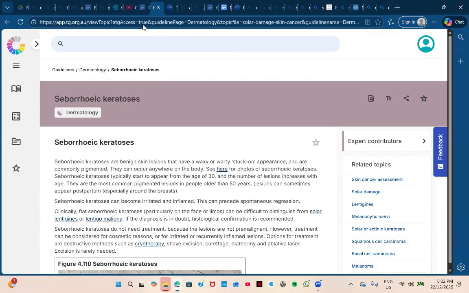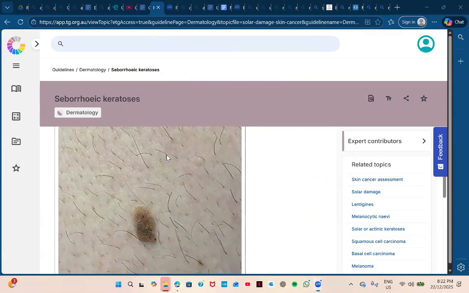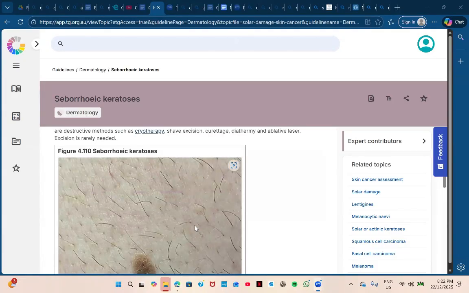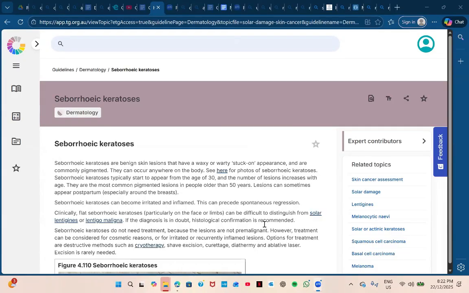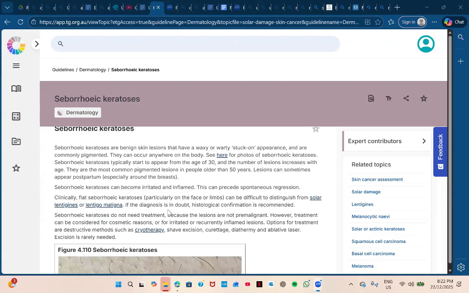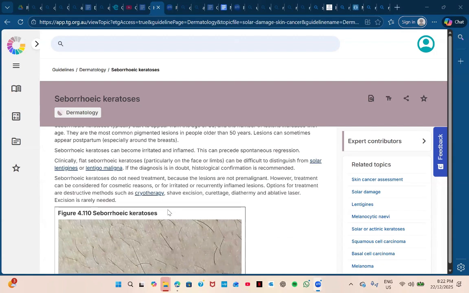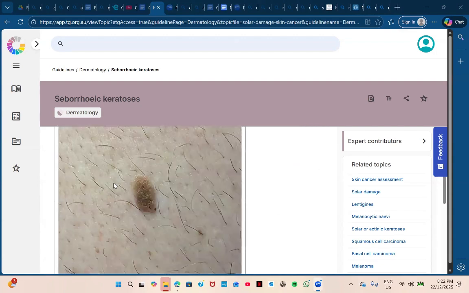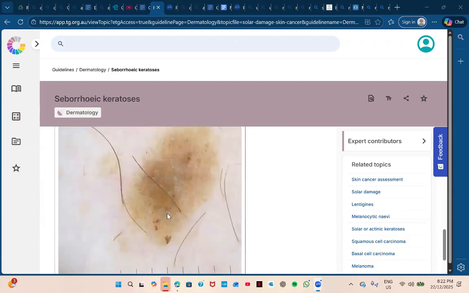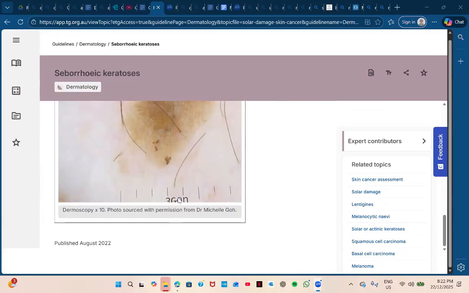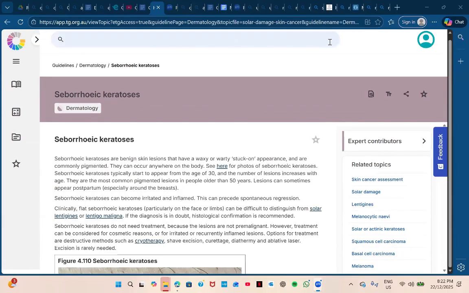Okay, so you have to remember this. This is the appearance of seborrheic keratosis. We call it solar keratosis as well. Here, waxy appearance, right? Here you can all see the waxy appearance. These are the pictures you can see in seborrheic keratosis. So, waxy or stuck-on appearance. It's very benign, so you don't have to worry.